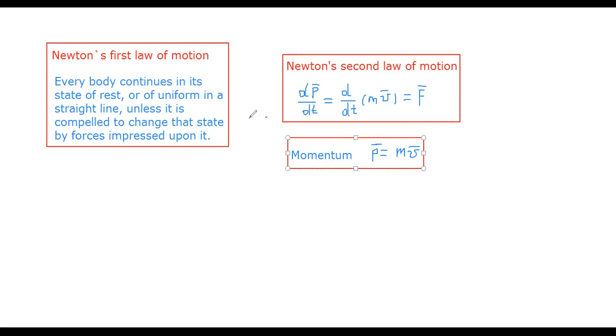And there is a very important partial case when mass is constant. I'll write this: when m is equal to const. When m is equal to const, we can write Newton's second law in this way.